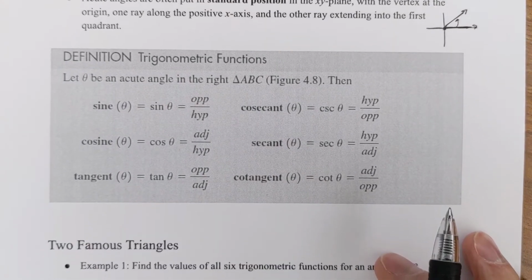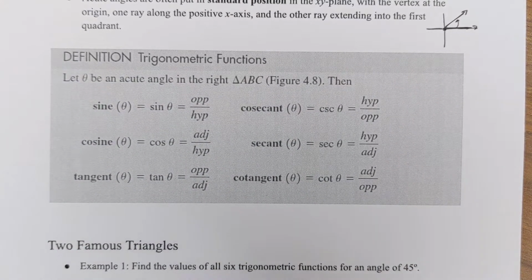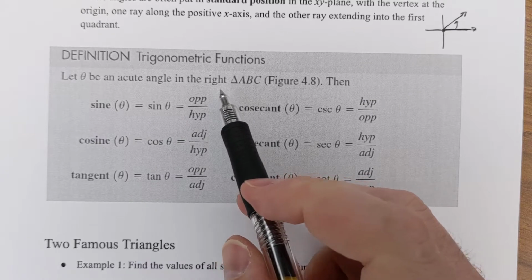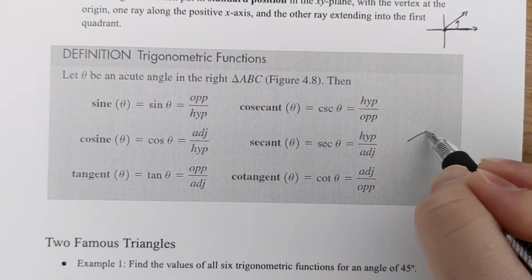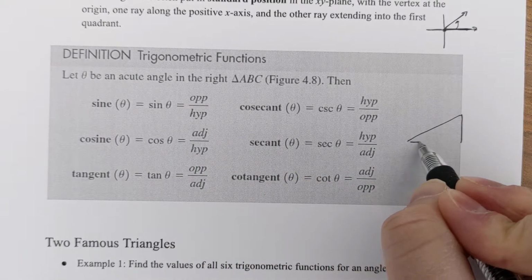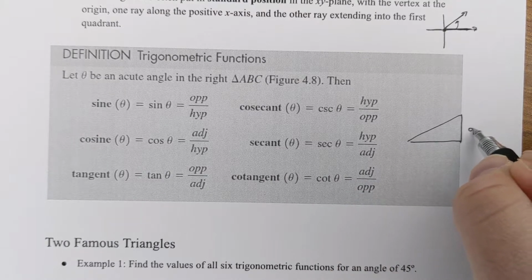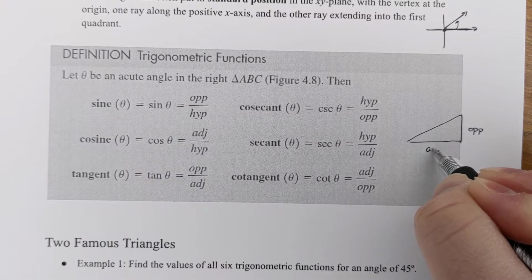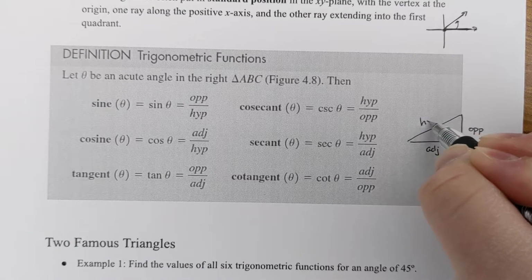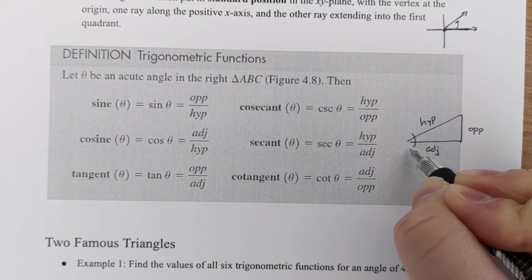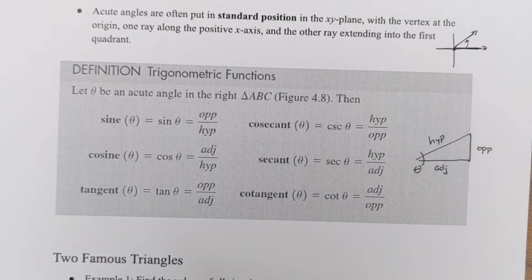Okay, and then down here, definitions of the trig functions for acute angle ABC. So our triangle here, I didn't put a figure on here. So this side is referred to as the opposite, this side is the adjacent, and this side is the hypotenuse. You're talking about this angle down there.